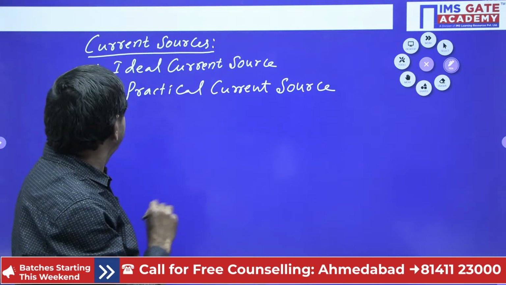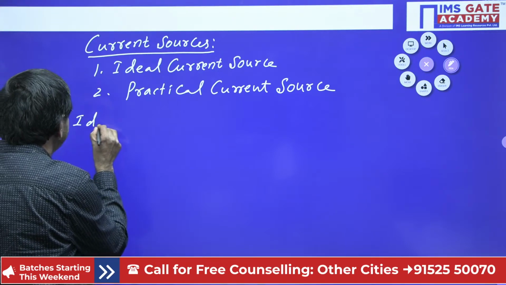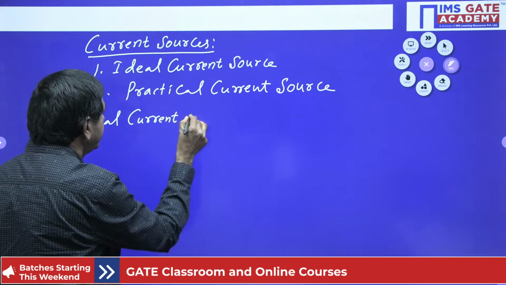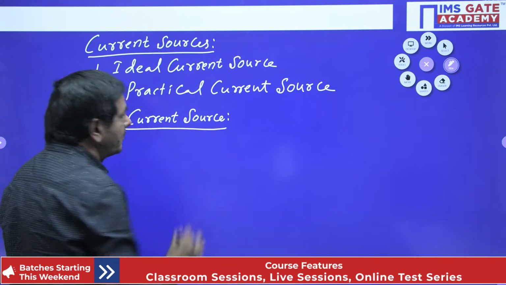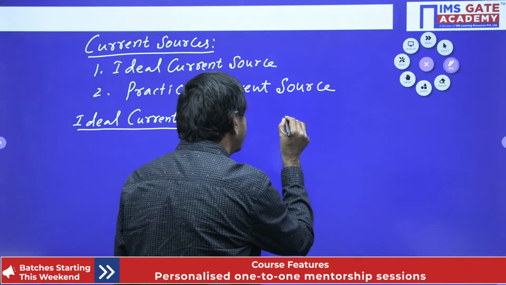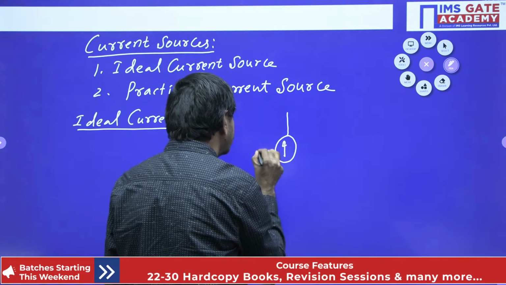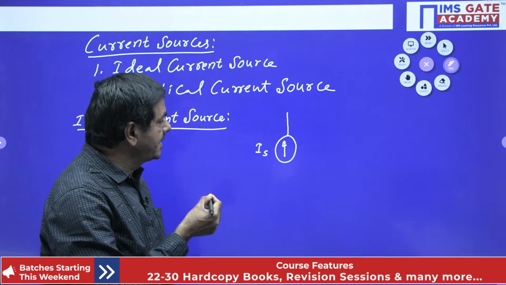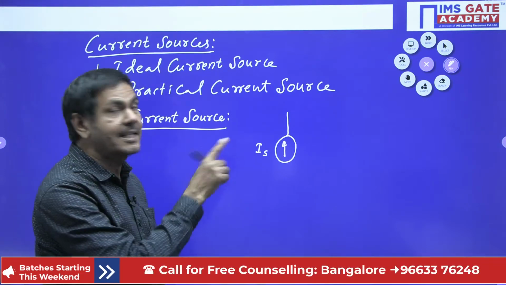Initially, I wish to explain the ideal current source. We can note on one side, ideal current source. But how is this network to be plotted now? This network we can plot in this way. There is a current source, which I have drawn as IS. The internal resistance of this current source we are going to neglect. Whenever we neglect it, then only we can call it an ideal current source.